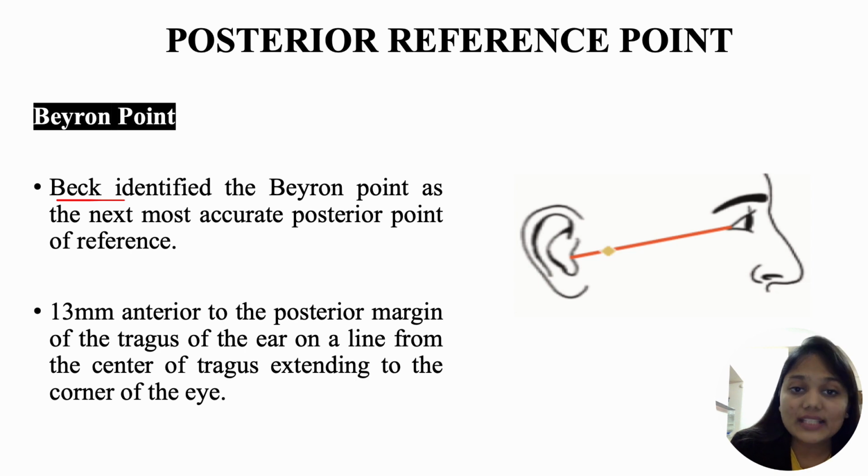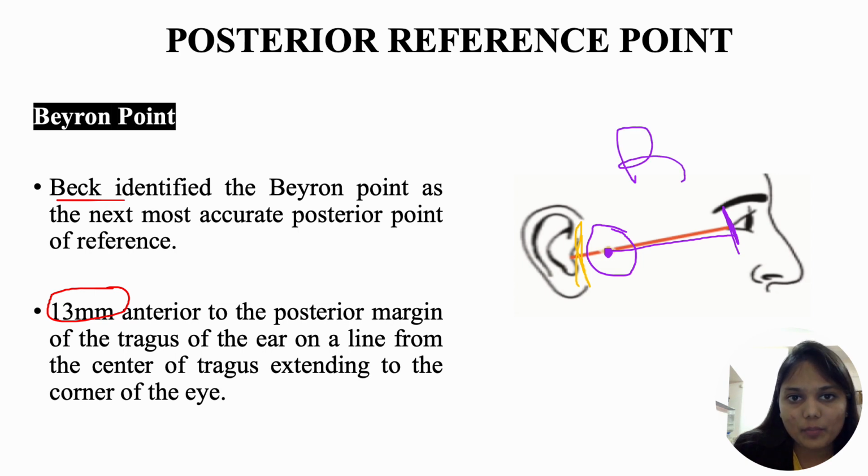Firstly, Beck identified the Beyron point as the next most accurate posterior point of reference. It is 13 mm anterior to the posterior margin of the tragus of the ear. So on my ear, this is the tragus of the ear. The Beyron point is 13 mm in front of the tragus, on the line to the corner of the eye. So this line gives the Beyron point.